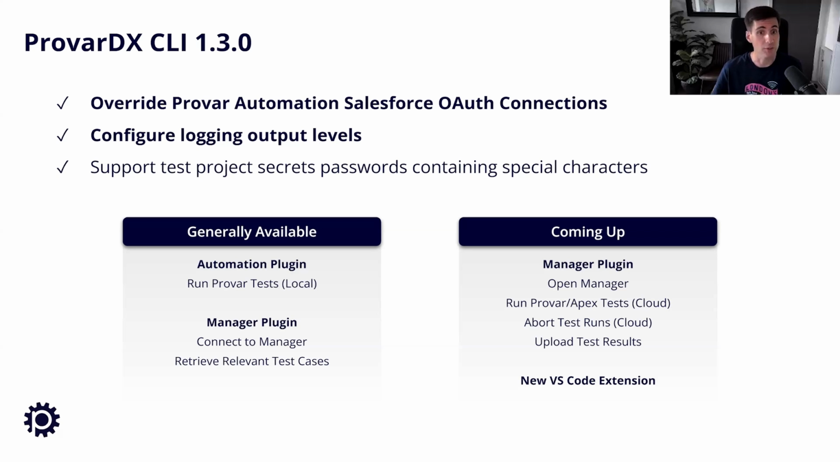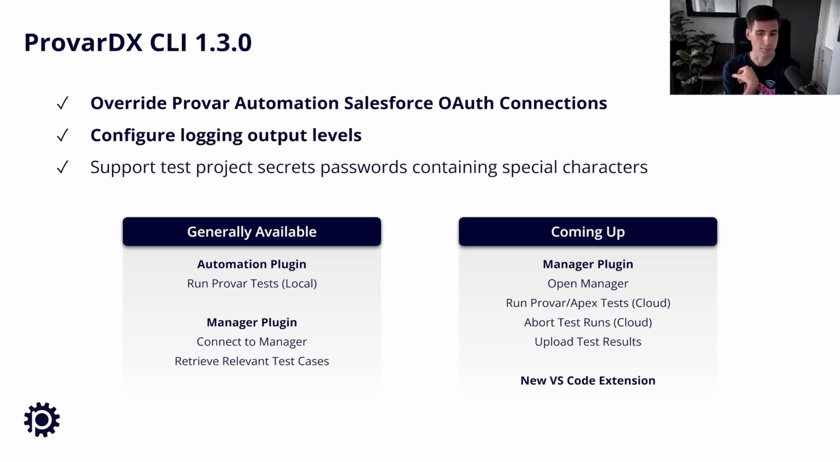So obviously you can run your Provar test locally or on a CI pipeline using the automation plugin that comes with it. And with the Manager plugin, you can connect to Manager and you can retrieve those test cases that are relevant to you. You can use that in a pipeline or just as you're developing anything.